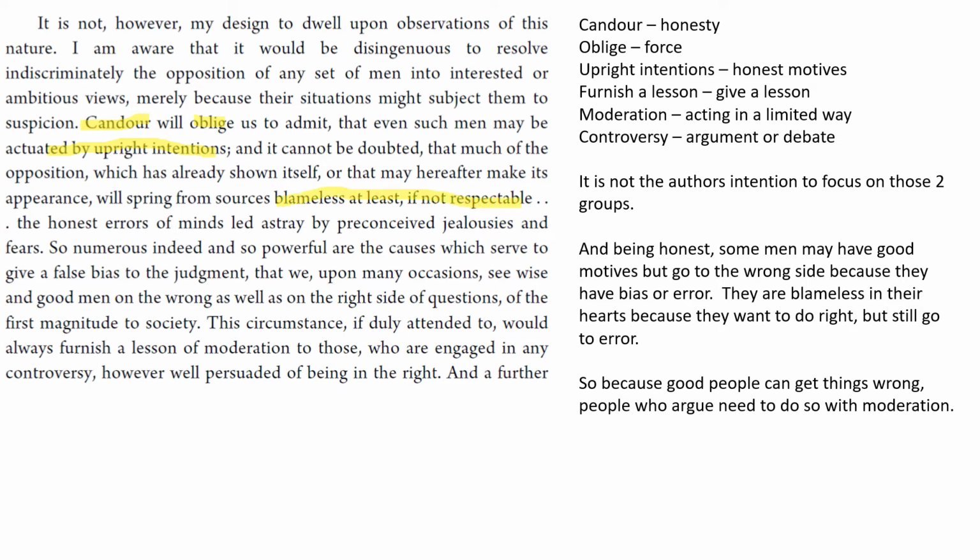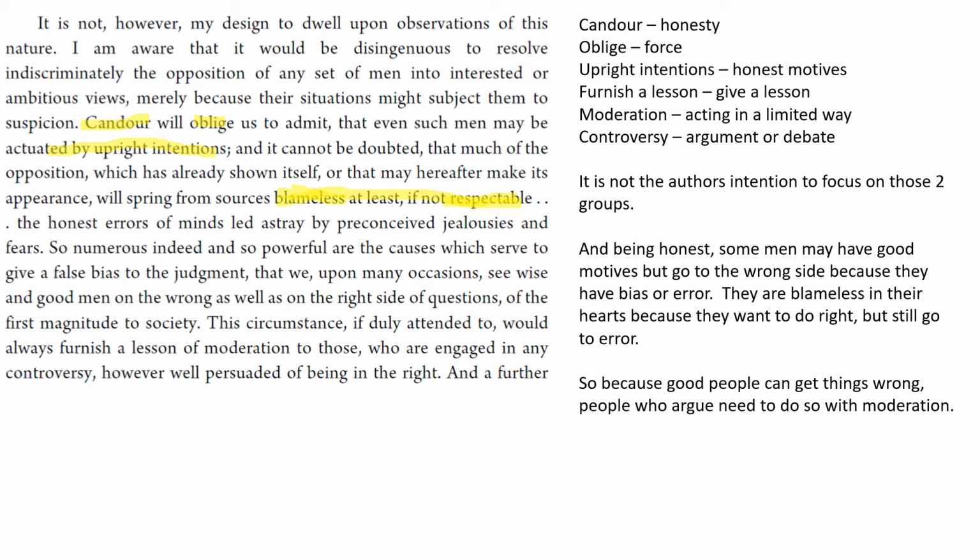He's saying, to be honest, many people who will be against this might have a good reason to be against this. Even if I don't agree with them, even if I don't respect them, they are blameless. Their motive is pure. But the honest errors of minds led astray by preconceived jealousies and fears. So he says this is because they are honest, but they are led astray by their bias, by their jealousy, by their fear.